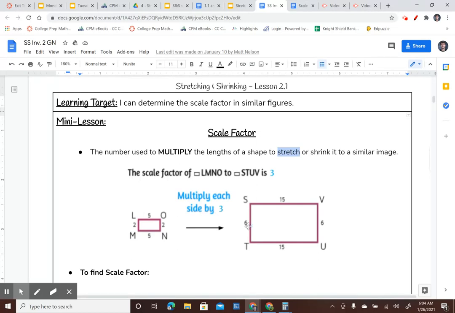Now, you could multiply by a number less than 1, like a half or 1/3, and then your numbers would actually get smaller. And so that's where that shrinking aspect comes into play.